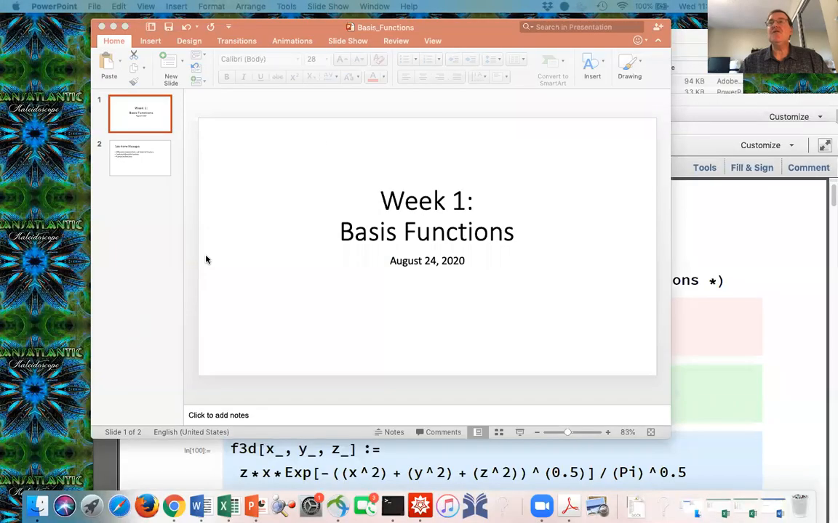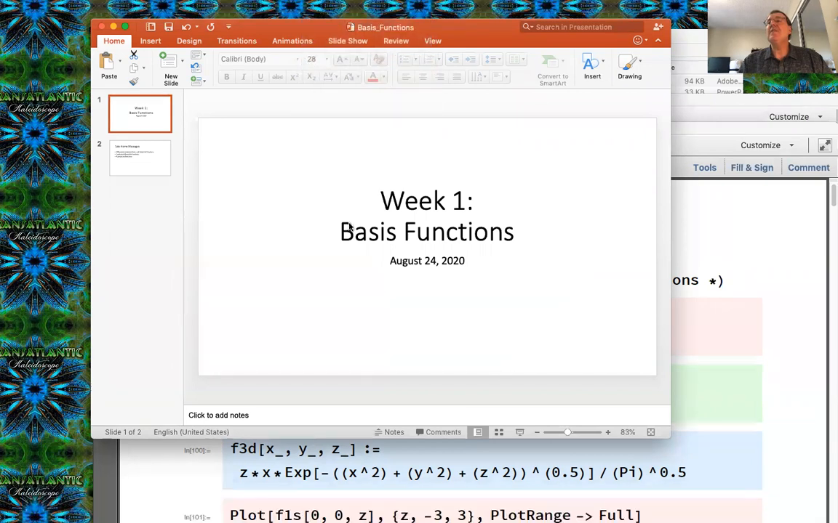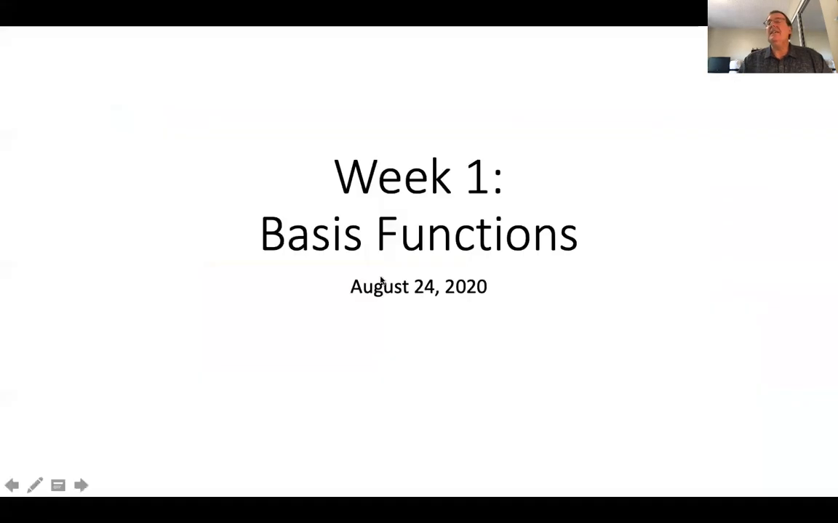So let me share my screen, and it goes like this. You should be able to see my screen here, and I am going to slideshow it. We're going to play from the start, and it's a real quick one. It's just on basis functions.